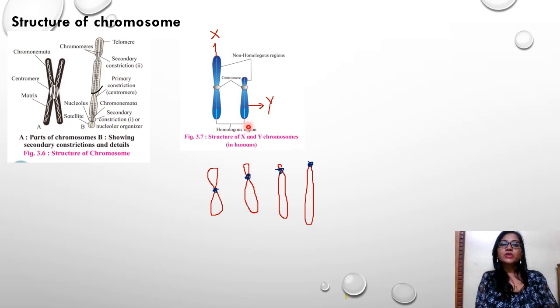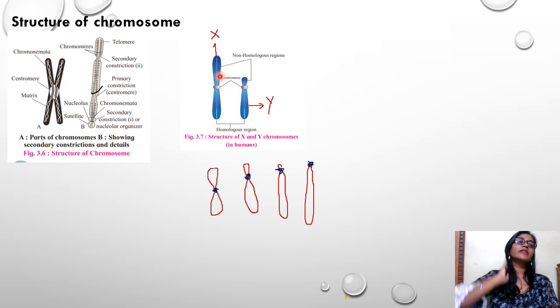Now, coming back to the structure of X and Y chromosomes present in humans, you can observe the diagram. This is the X chromosome, this is the Y chromosome. The X chromosome is longer than the Y chromosome. These are the non-homologous regions, these are the homologous regions, and this is the position of the centromere. The homologous region is morphologically and genetically the same. In the non-homologous region you can observe the difference. This part is bigger than this part, so they are dissimilar to each other. So the X chromosome is longer than the Y chromosome.